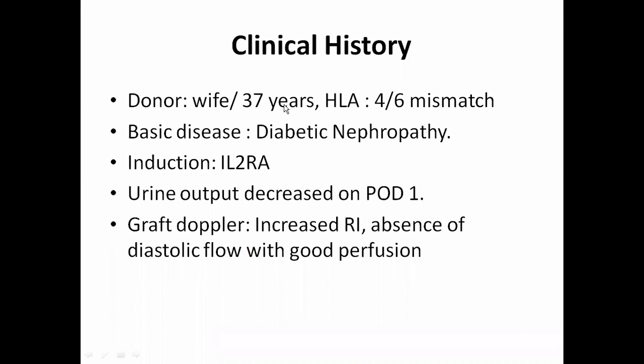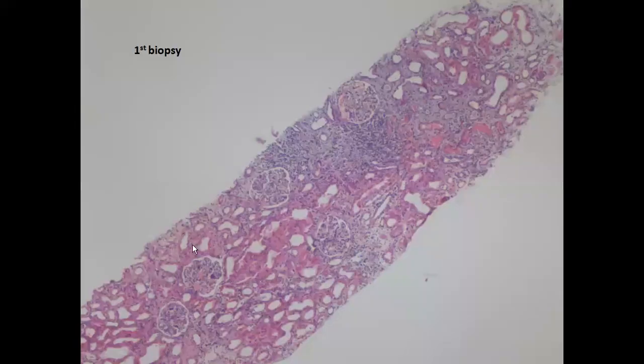This was a 37-year male, wife was a donor, HLA 4/6 mismatch. Basic disease was diabetic nephropathy. He received IL-2 induction, urine output decreased on POD1, and graft Doppler showed increased RI, absence of diastolic flow with good perfusion. So what you are seeing here is there were two biopsies which were done.